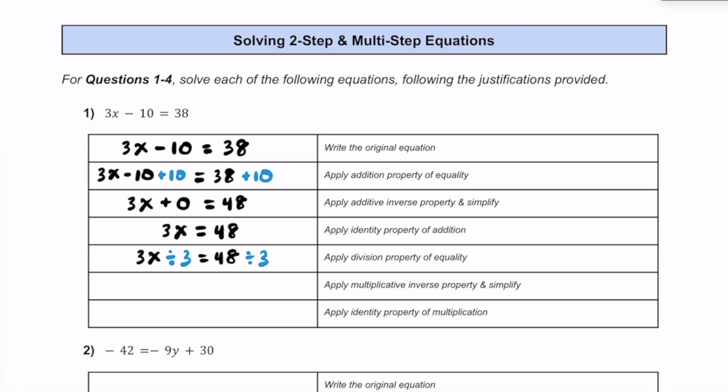Okay, so if we use the multiplicative inverse property, 3 divided by 3, or 3 times 1/3, is just going to be 1. So we have 1x is equal to, and if we simplify the right side, 48 divided by 3 is going to be 16. Then using the identity property of multiplication, 1x is just x, and that's equal to 16 here. Okay, let's try another one.